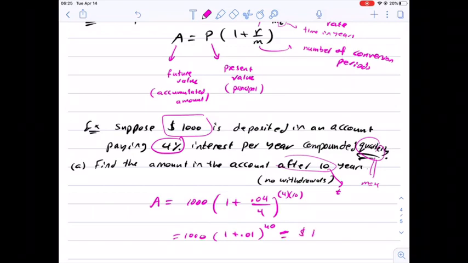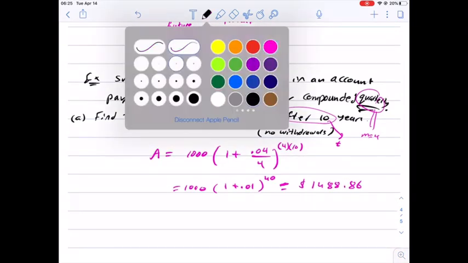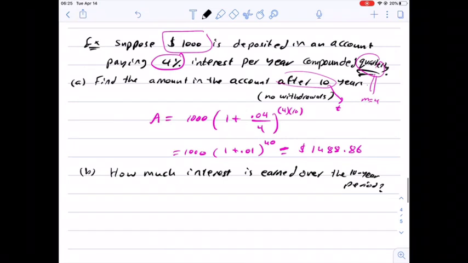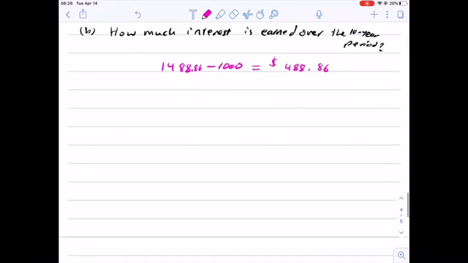So this is 1,000 times 1 plus 0.01 raised to power 40. And using the calculator, we find that this is equal to $1,488.86. Now part B, we want to know how much interest is earned over the 10-year period. So in this case, we subtract the original amount, or the principal amount, from the accumulated amount. So in this case, we get $488.86.